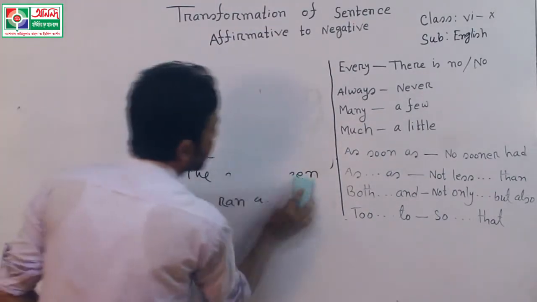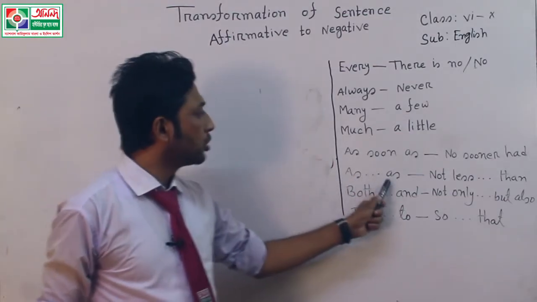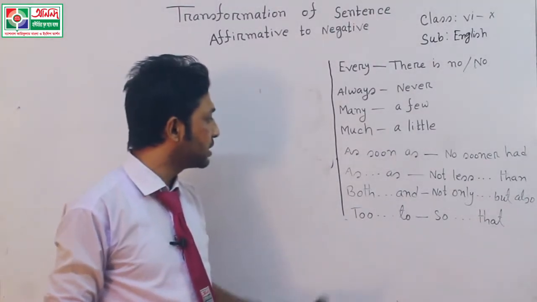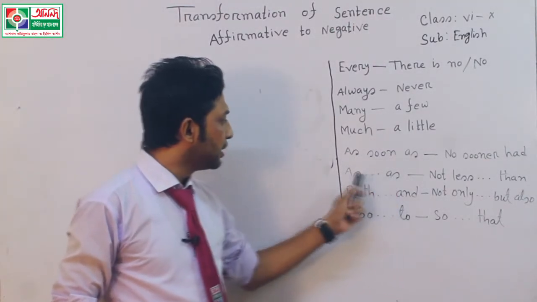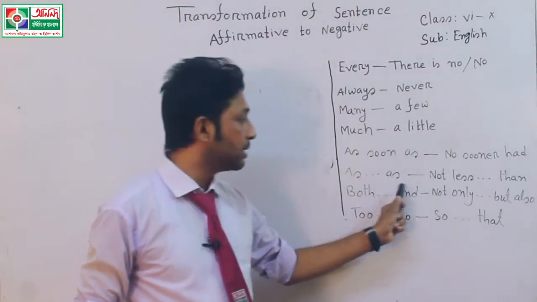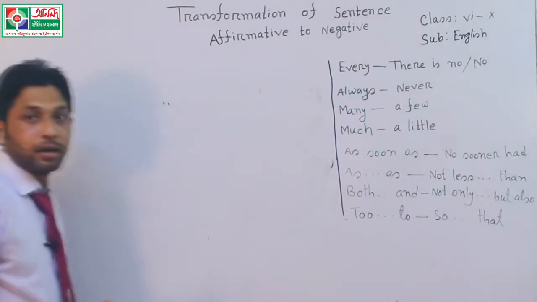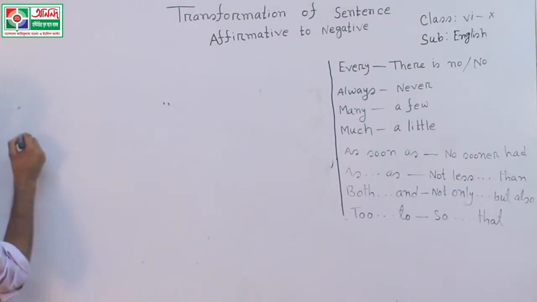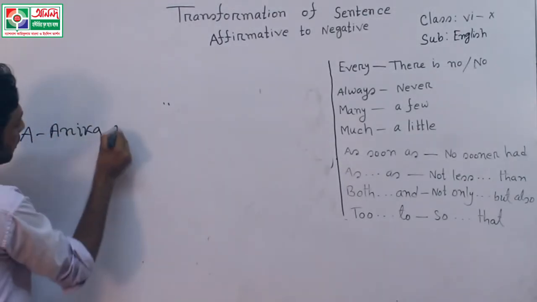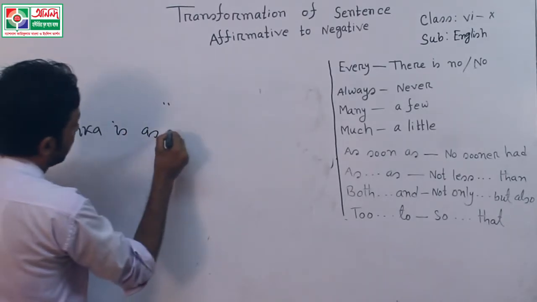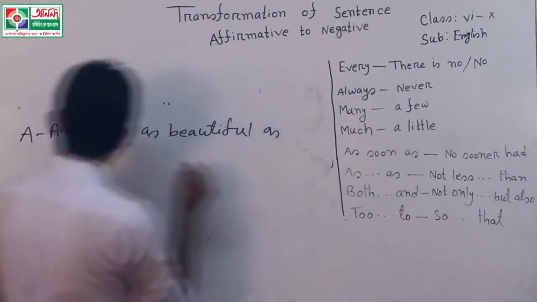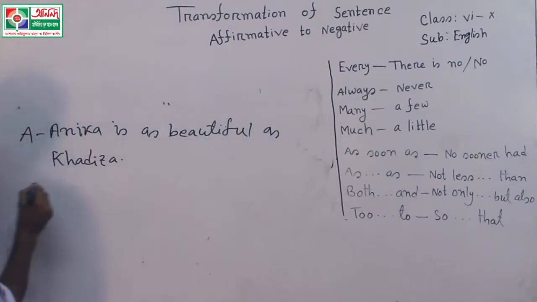Okay, after that, as dot dot as. Dear learners, if you find as dot dot as in an affirmative sentence, the first as is replaced by not less and the second as is replaced by than. For example, after that everything will be clear. Affirmative. Anika is as beautiful as Khadija. Negative sentence.